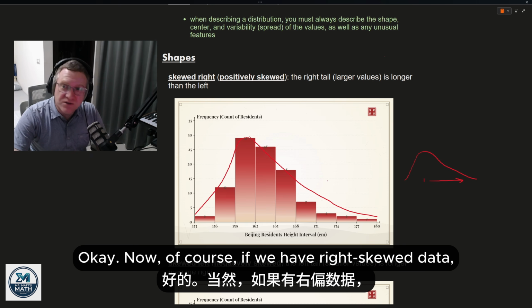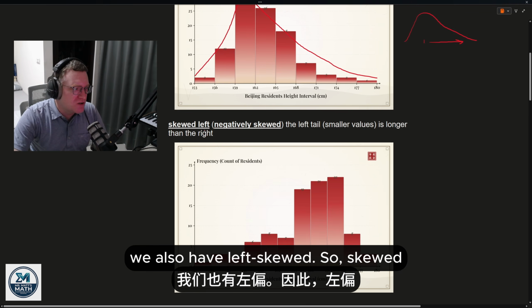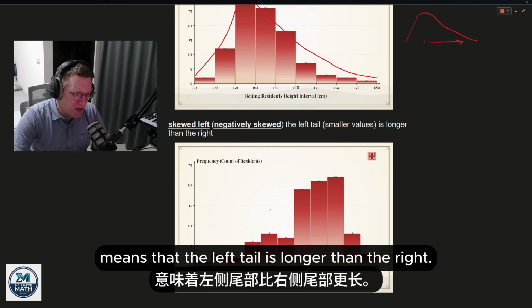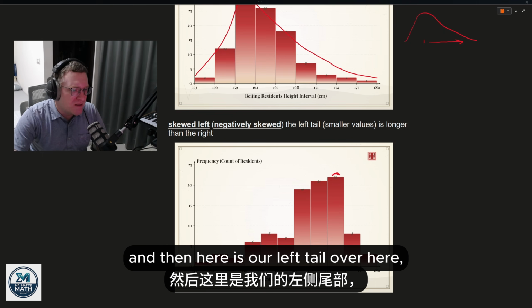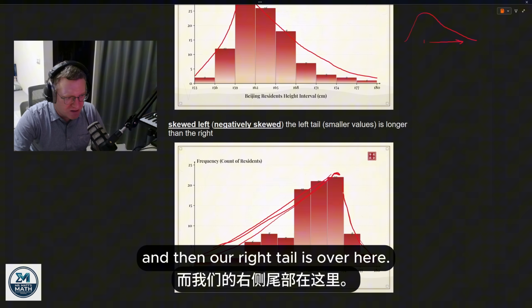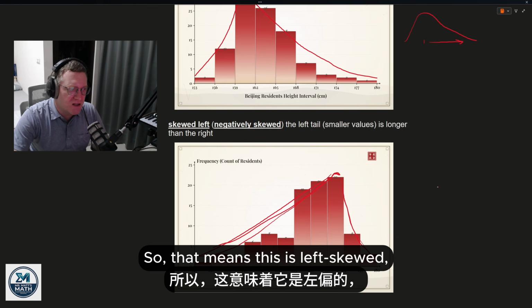Now, of course, if we have right skewed data, we also have left skewed. Skewed left or negatively skewed means that the left tail is longer than the right. Once again, here we have a peak in our data, and here is our left tail over here, and our right tail is over here. Notice again, our left tail is longer than our right, so that means this is left skewed.